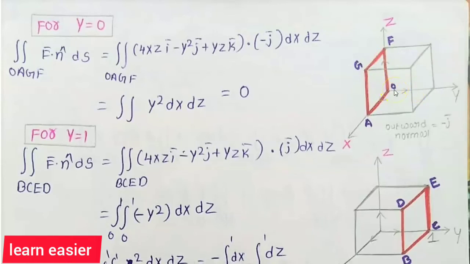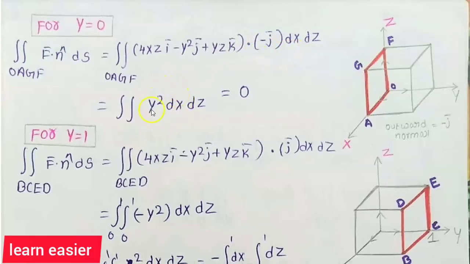Now we have two choices, either positive j bar or negative j bar, but the normal which is outward is only minus j bar. That's why I have taken the unit normal vector as minus j bar, because the normal vector is the same as the unit normal vector. So we have unit normal vector minus j bar into dx dz. Why? Because dx dz, since we have taken y equal to 0 in the xz plane, we have to integrate the surface with respect to dx and dz.